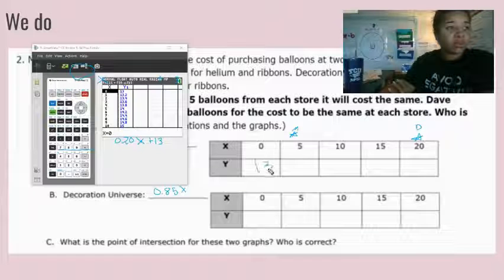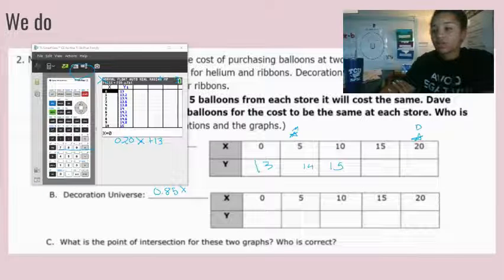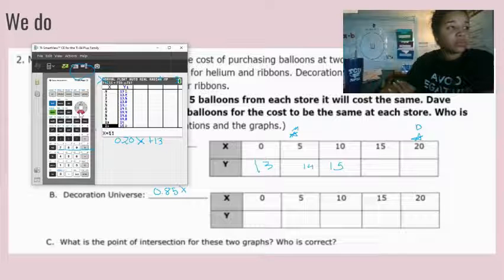This would be 13. 5 would be 14. 10 would be 15. If you scroll down, $15 would be 16, and then 20 would be 17.